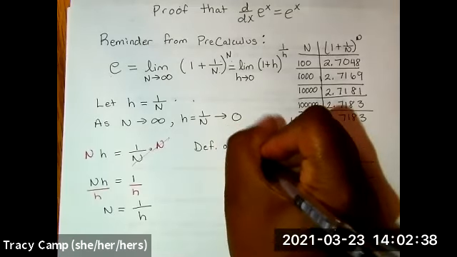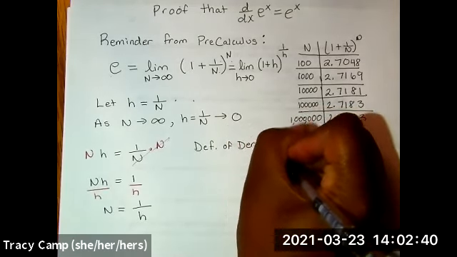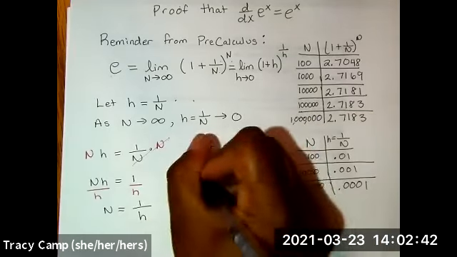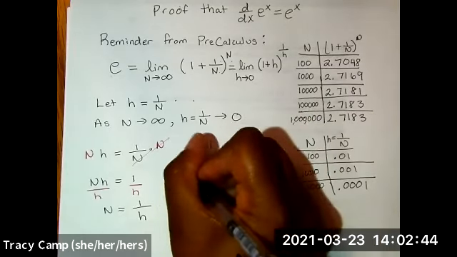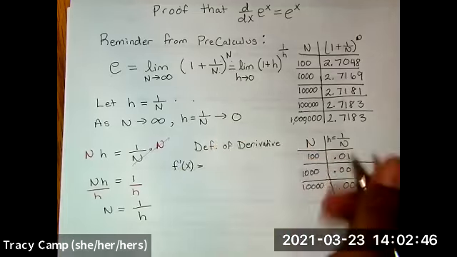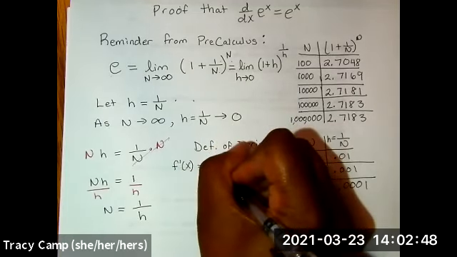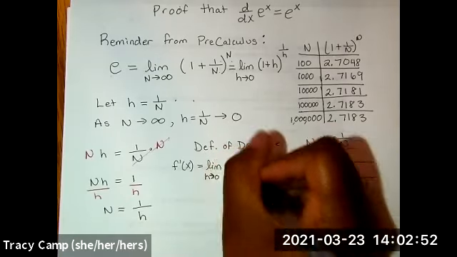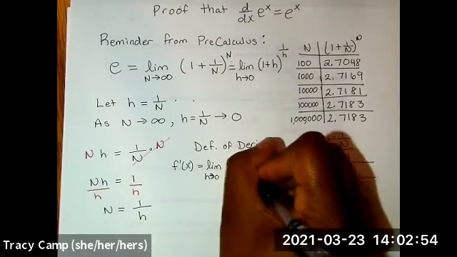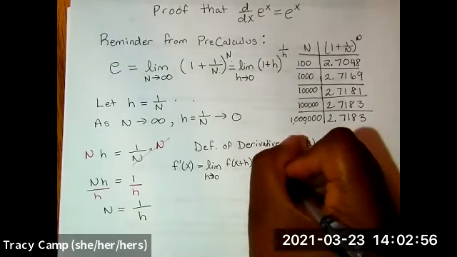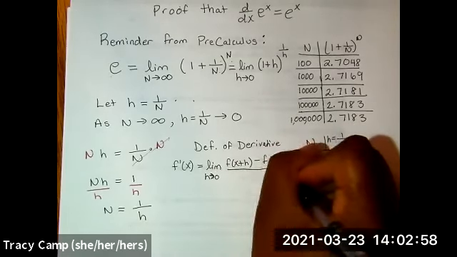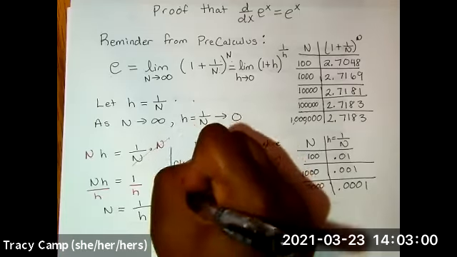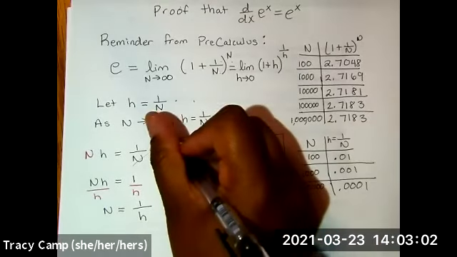Definition of derivative, it's just that the derivative of a function is equal to the limit as h approaches 0 of f of x plus h minus f of x over h. So we're going to use this definition.